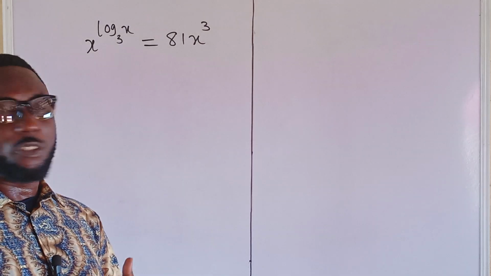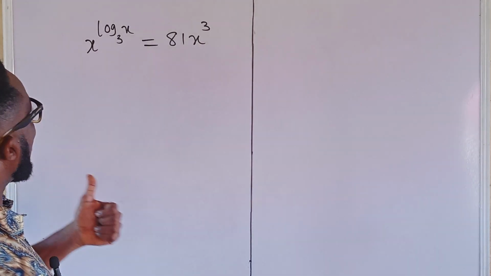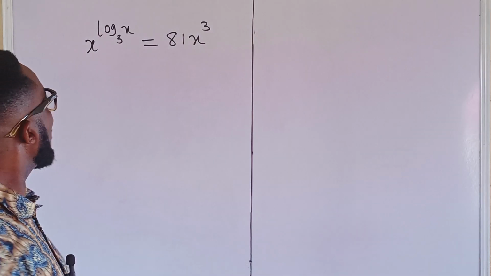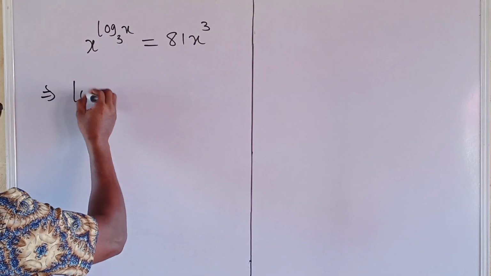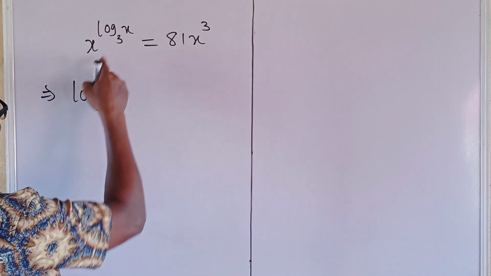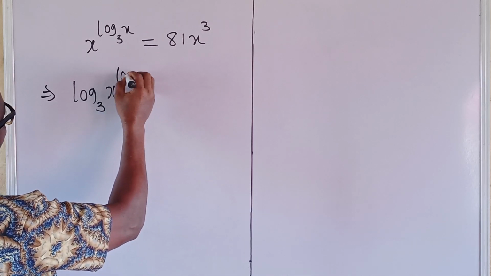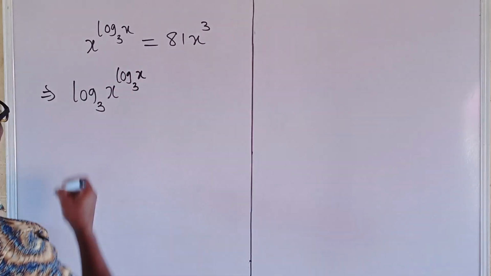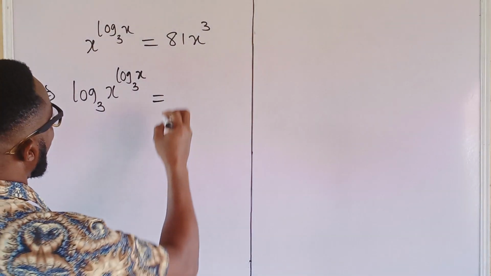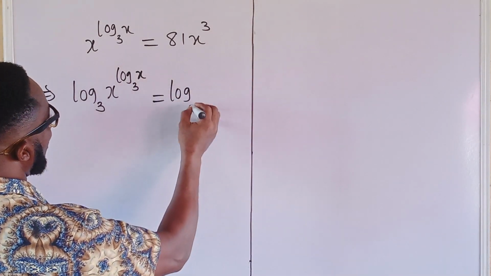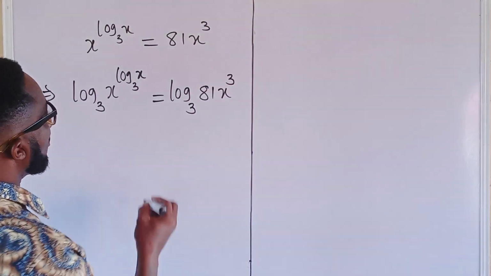So the best approach to solving this problem is to take the logarithm to the base of 3 on both sides. So on the left side, we are going to be having log to base 3 of this entire expression here, x to the power of log to base 3 of the argument x. We do the same to the right side. So we have log to base 3 of the argument 81x cubed.